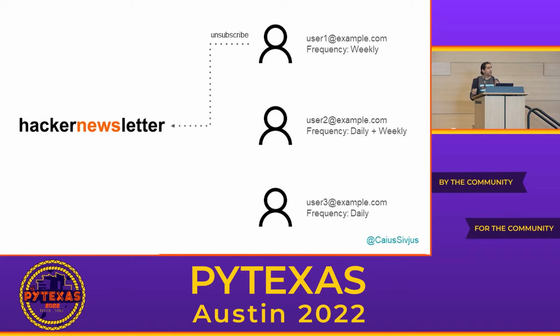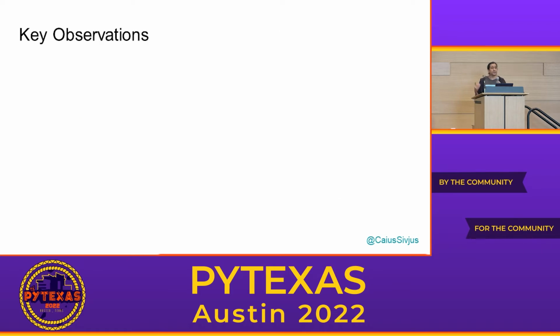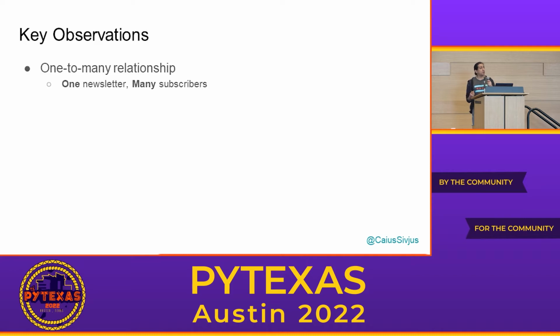After a couple months, user 1 realizes that the content we sent is not that great, so they're going to unsubscribe. And now we only have 2 active users. And the next time we send a weekly email, it's only going to go to user 2 since they're the only active user. So this toy example demonstrates a few key points. We have a relationship that's one to many. So we have one newsletter, many different types of subscribers.